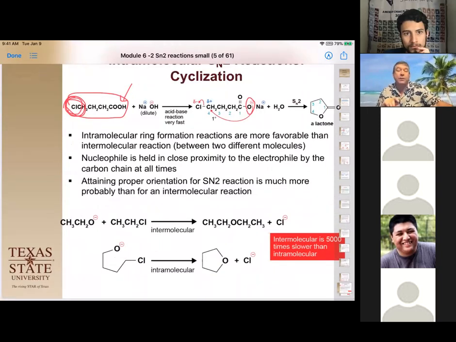Okay, questions about just the generalized system of the SN2 reaction?